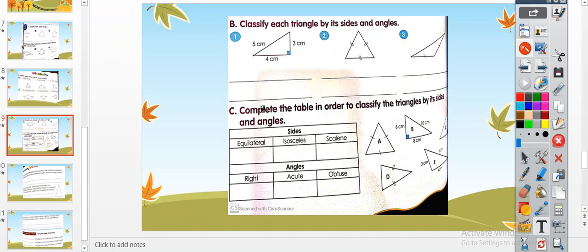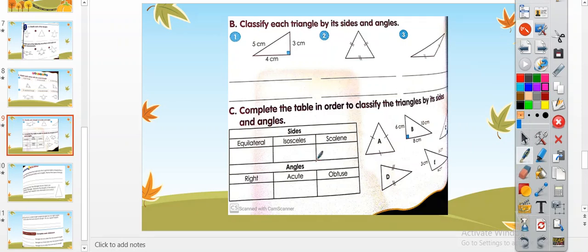Here the angles are acute angles, and the angle here is a right angle, so the triangle is a right triangle. Question C, complete the table in order to classify the triangles by sides and angles. Well, which of these is equilateral? Yes, we have A. What else? Is B equilateral? No. Well, C doesn't appear very well, but it seems to be a right triangle. Is this equilateral? No. Is this equilateral? No. So only A is equilateral.